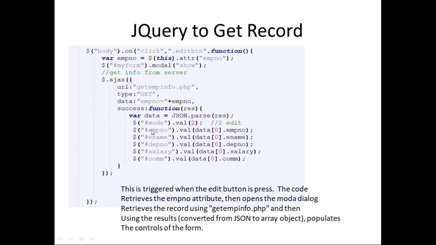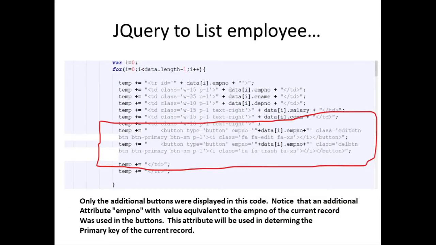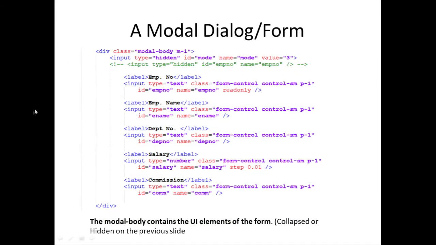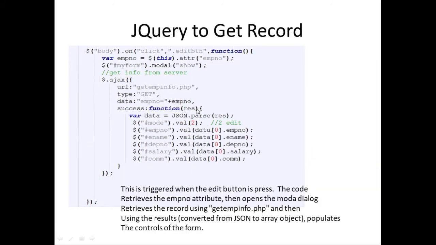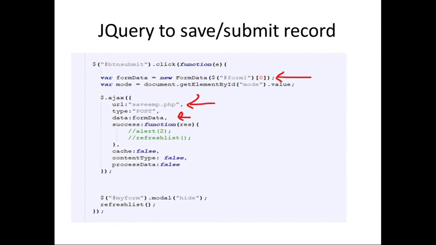Now again, if you're going to view the source code, the ID attribute and the name attribute of the inputs in my form are actually the same. That's why I have here empno, ename, demno, salary. So I'll show you that one here. The ID and the name attributes are actually the same. That's why here this is actually referring to the ID, not the name, because of the number symbol or hashtag symbol. Then next we have the jQuery to save or submit the record.